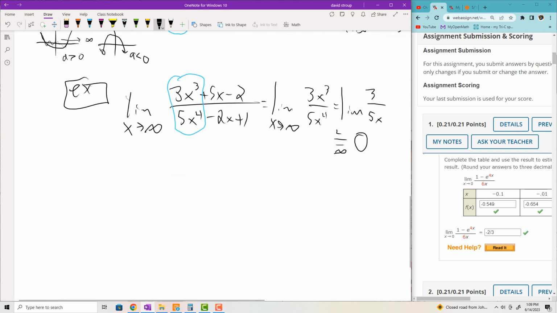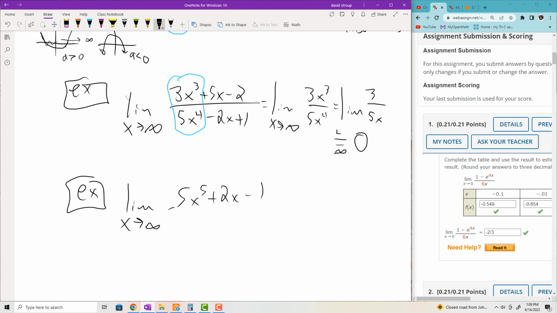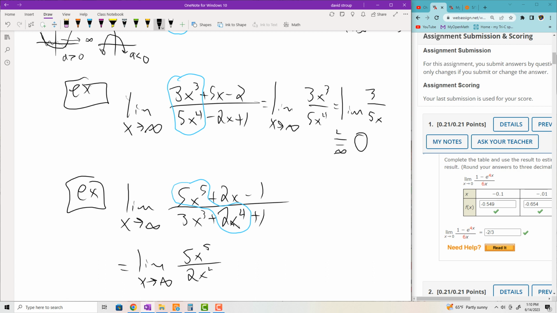Okay. The only other case was when the degree of the numerator exceeded the degree of the denominator. In that case, we have a limit as x goes to infinity of something like 5x to the 5th plus 2x minus 1 all over 3x cubed plus 2, let's say 2x to the 4th plus 1. You want to be a little careful if they don't put the terms in descending order of degree. So for this problem, you would have to circle the second term in the denominator and consider the limit of 5x to the 5th all over 2x to the 4th.